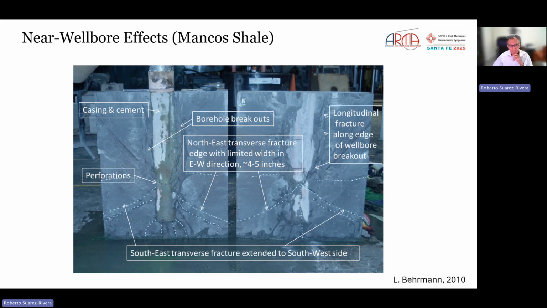Very complicated. And of course, it's something that cannot be ignored. Certainly something like that must be happening on the field, even though we tend to ignore it and we tend to consider just a much simpler system.